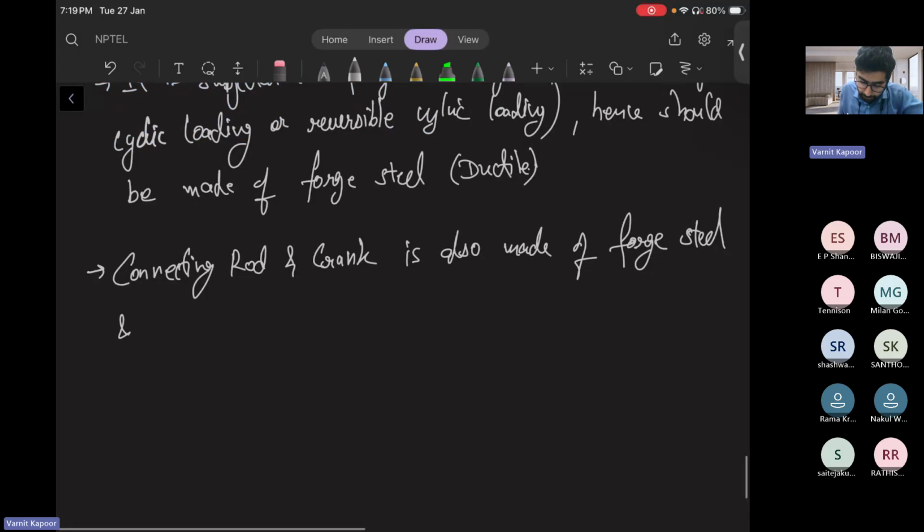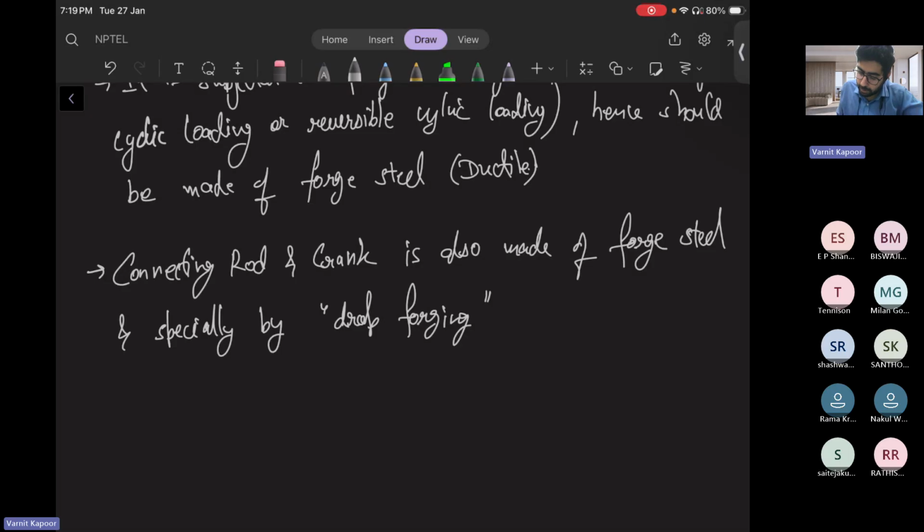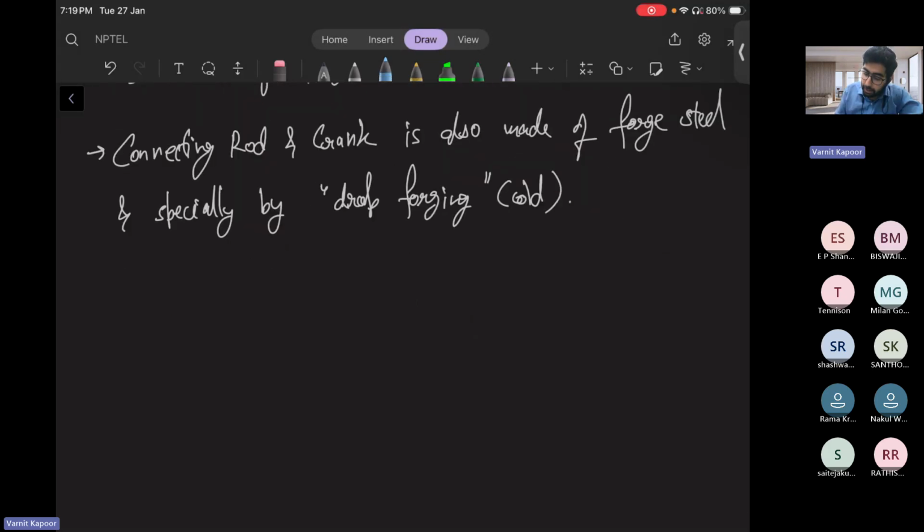and especially by drop forging, and it is a cold drop forging, not hot. Okay, so what is happening if you have a connecting pin or Gudgeon pin? In one cycle it is experiencing tension stress. In another cycle it is experiencing compression stress.